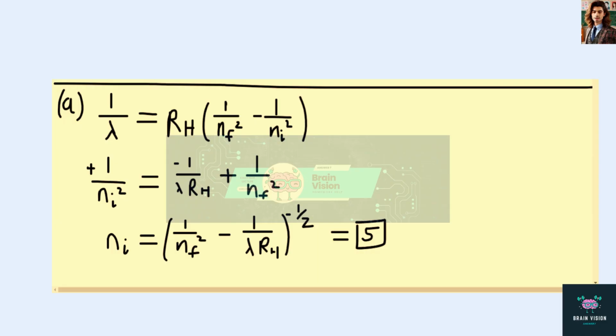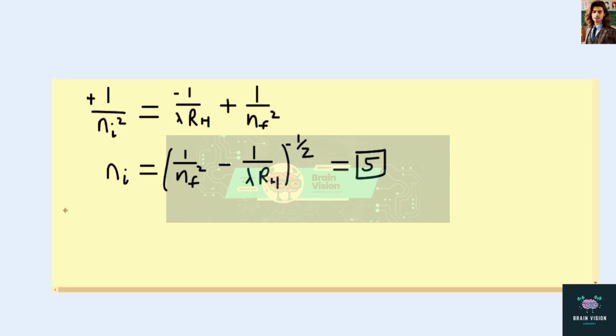Part B wants to know if this could be a part of the Paschen series. But the answer here is no. And that's because if you look it up, the Paschen series is in the infrared, and this is in the ultraviolet. So we can say no, because the Paschen series is in the infrared.